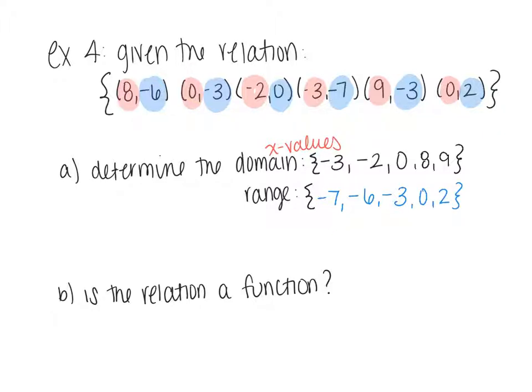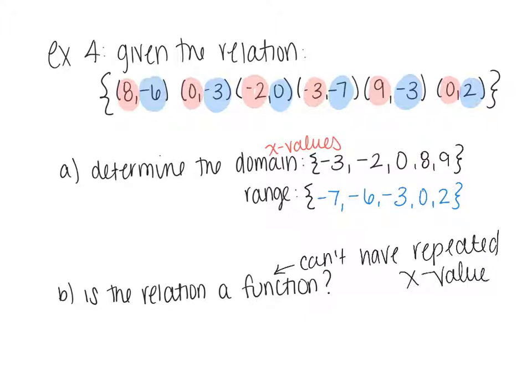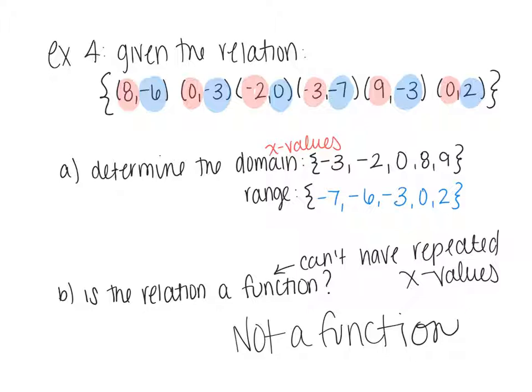0 and 2. Now, if a relation is a function, remember the vertical line test, those are my x's. So if a relation is a function, you can't have any repeated x's. If you have repeated x values, it is not a function. So we saw up here that I had a 0 and a 0, so that 0 is being repeated, so this thing is not a function. If you don't have any x values being repeated, then it is a function.